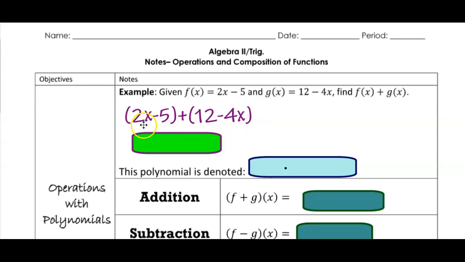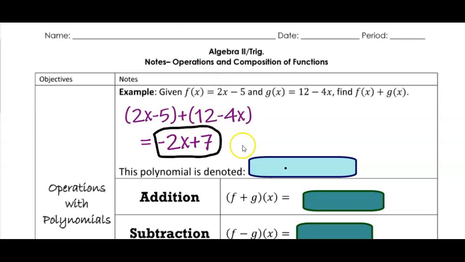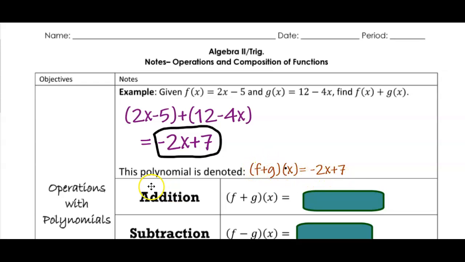So the like terms here are 2x and negative 4x, which added together gives you negative 2x, and then negative 5 plus 12 gives you 7. So this would be your final answer. The way you denote that is f plus g of x is negative 2x plus 7.